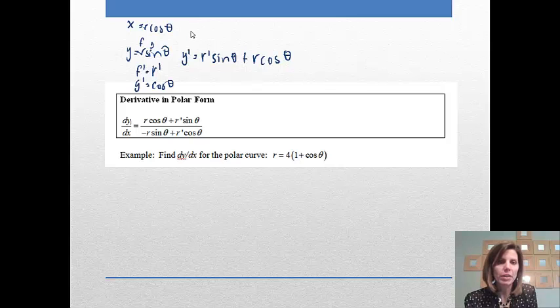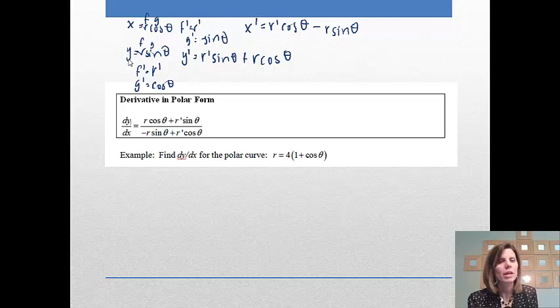And then to get the other part, we do the same thing, f and g. f prime would be r prime, and g prime would be negative sine theta. So if we wanted to find x prime, that would be f prime times g, so r prime cosine theta, and then f g prime would be negative r sine theta, which is, notice, exactly what we have on the bottom, just in a different order. So again, if you had trouble memorizing that, it's right there for you.